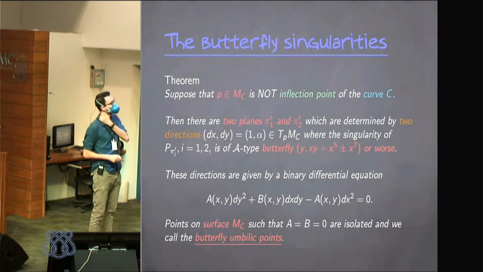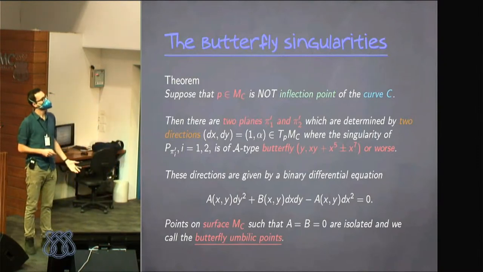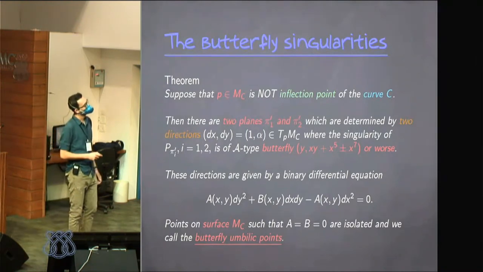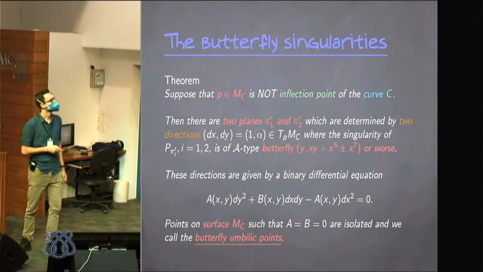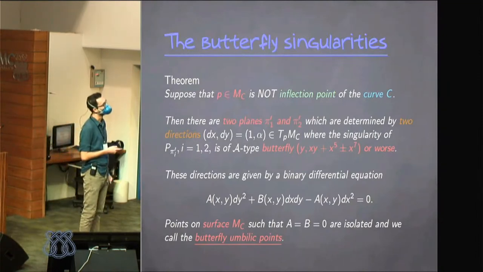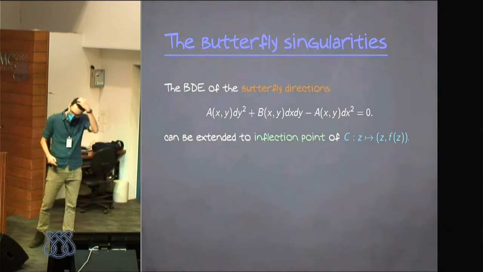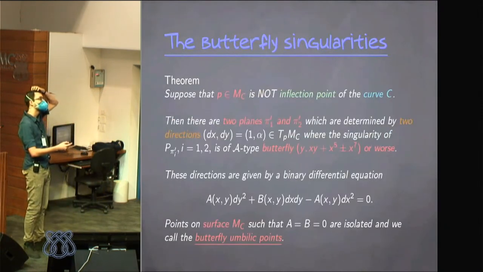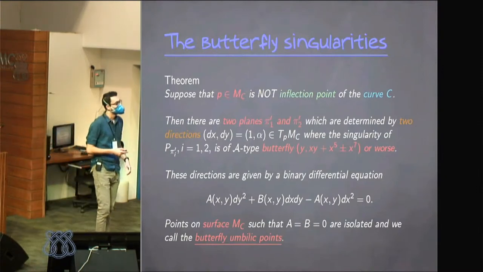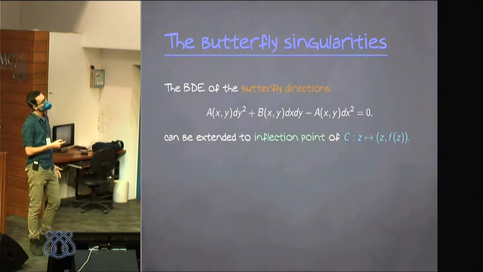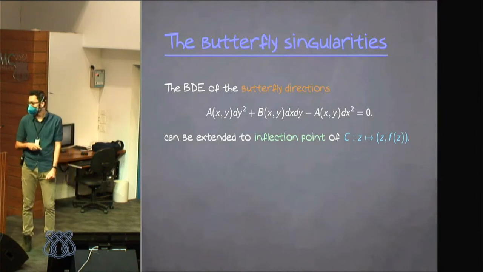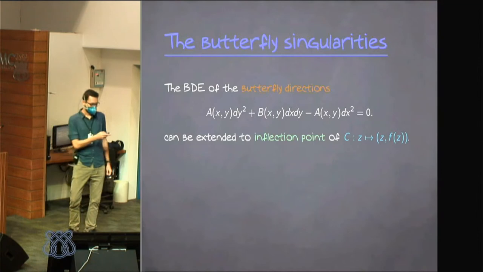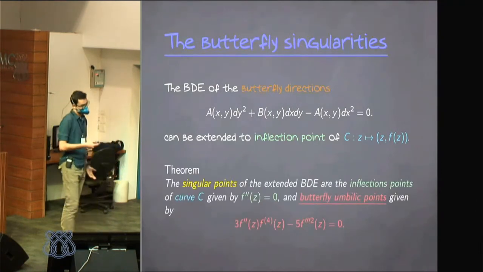This is very interesting, yeah? Because we have an isolated point here. We would like to understand, if possible, to foliate this surface with this binary differential equation. Another important thing here is, for example, we are at non-inflection points of the curve. It's very nice now because our binary differential equation can be extended to inflection points of the curve. Because of that, we obtain the following result.